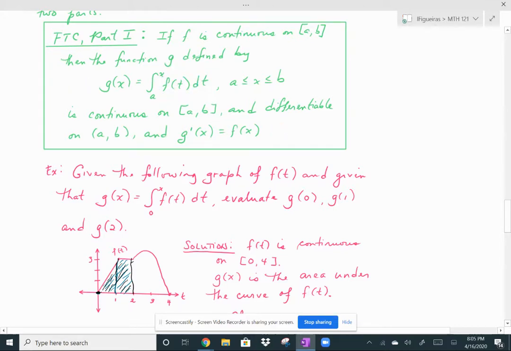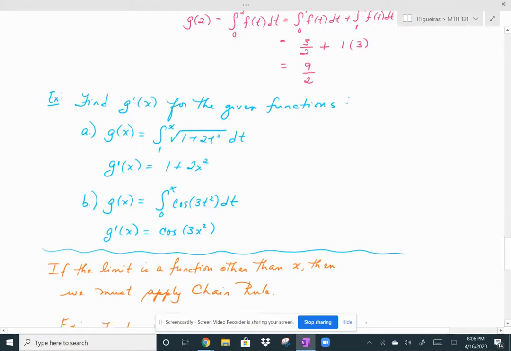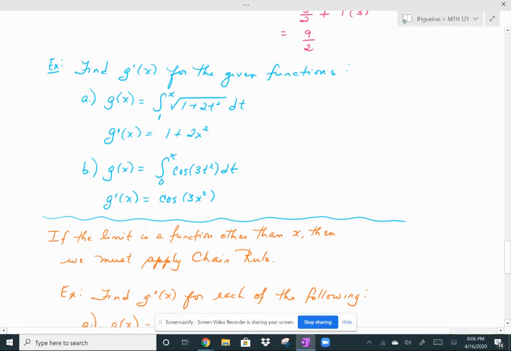So let's apply that to these here in blue. I have g of x is the integral from 1 to x of the square root of 1 plus 2t squared dt. Find g prime. So g prime is just the integrand evaluated at x, so it's the square root of 1 plus 2x squared. And again, that's because integration and derivation are opposite operations. So if g is the integral, g prime is just what you're taking the integral of. You're not actually taking an antiderivative because that would be integrating, not deriving.